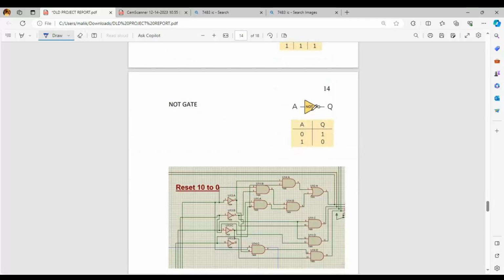In the NOT gate, it just does the complement of its input. Like if A is low, its output would be high, and if A is high, the output will be low. It is the complement. You can also say this as A bar. It is also represented by a bar.